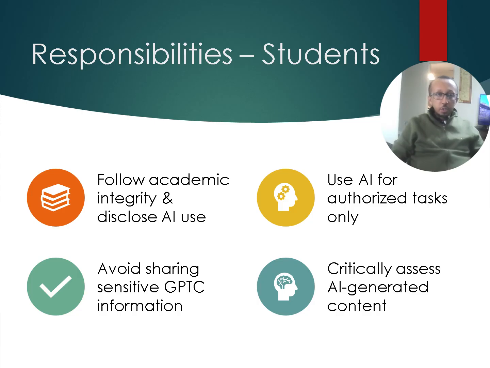The third one, students must avoid sharing sensitive GPTC information with AI tools. This includes things like student ID, grades, or anything that could identify a student or employee. And finally, students are responsible for critically assessing AI-generated content. AI can be helpful, but it can also produce errors or biased information. So students need to verify and correct anything AI gives them. These responsibilities help ensure that AI supports learning without risking privacy, integrity, or accuracy.